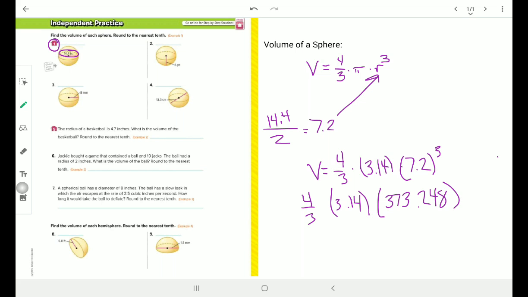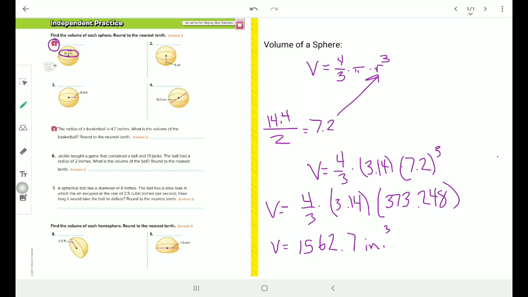Now a little trick here: when you're multiplying by a fraction, you can multiply by the numerator. If I take this answer, multiply it by 4, and then divide that answer by 3, that's the same thing as multiplying by 4/3. If you want to just plug it in as a fraction on your calculator, that would work as well. If I multiply all of that out, I get 1,562. It says round to the nearest tenth, so this is going to be 0.7. My unit is inches, and since we're dealing with volume, it is going to be cubed.